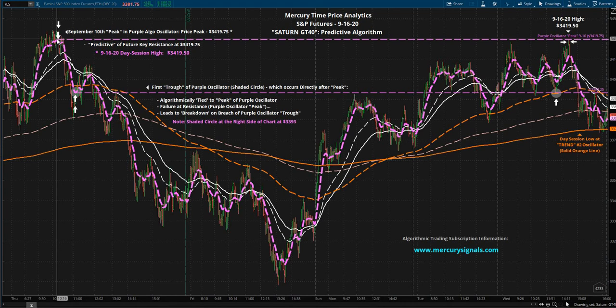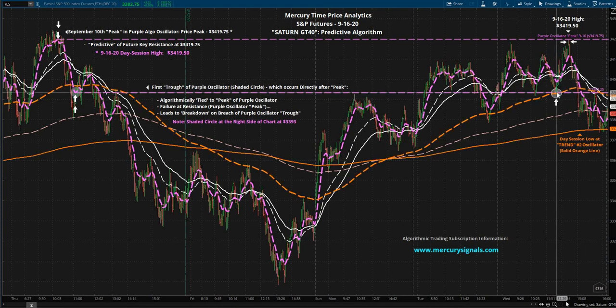Highest peak in the purple oscillator, it gives you this price exactly. Now, how do you tell when it's going to break down and really start to run to the downside? Well, you take this same structure, you take the first trough after this peak. See how cool this is? You take the first trough after this peak, that's right here at exactly 33.93.25.